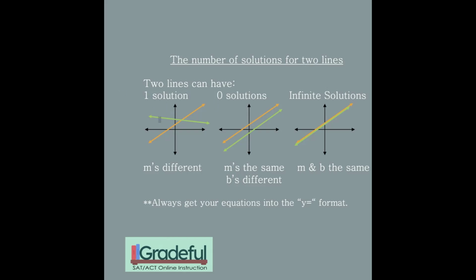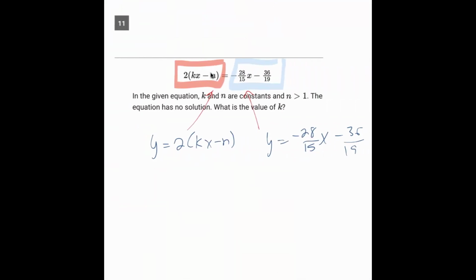Two lines can have one solution if they have different slopes. They're going to hit at some point if they have different slopes. They have no solutions if the slopes are the same and the y-intercepts are different. They're parallel. And they'll have infinite solutions if they occupy the same space, meaning they have the same slope and y-intercept. So now it's starting to make a little more sense that we are told here that there's no solution.